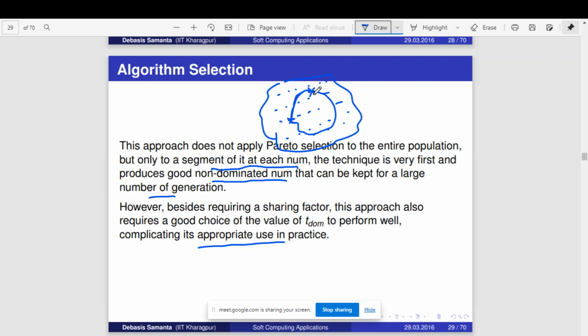Now, who is going to identify this subset? This subset should be identified by the programmer or by the user. So, which is a complex task.